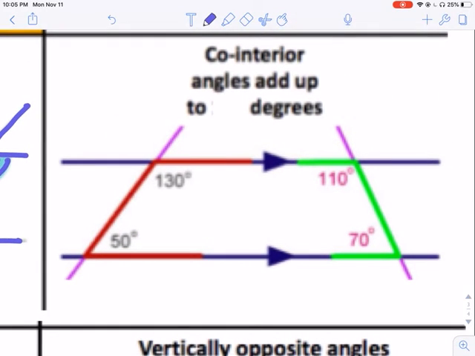From here, co-interior angles add up to 180 degrees. So you can see like this angle here and this angle here would add up. You can also think about that as, if I have corresponding angles, like this angle is the same as this angle, and that would be 50 degrees here. And this angle and this angle have to add up to 180 because they share the same line. So you can think about it that way as well. So you can see this 70 would be matching to this 70, and therefore this angle must be 110 degrees.